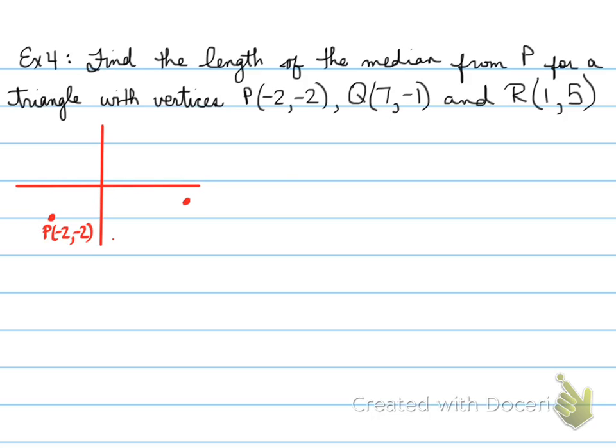So P, Q, R. And again, guys, when you draw these coordinates, let's look at -2, -2. You think about it starting at the origin. -2 means left 2, and then -2 again means down 2. 7, -1, starting at the origin, 7 to the right, 1 down. And again, 1, 5 is 1 to the right and 5 up. So 7, -1, 1, 5, and -2, -2 are the coordinates.